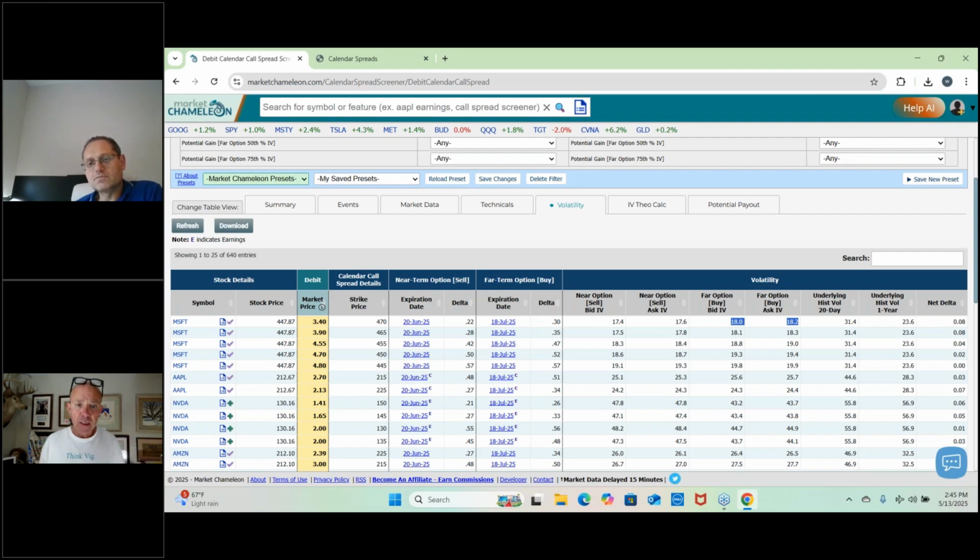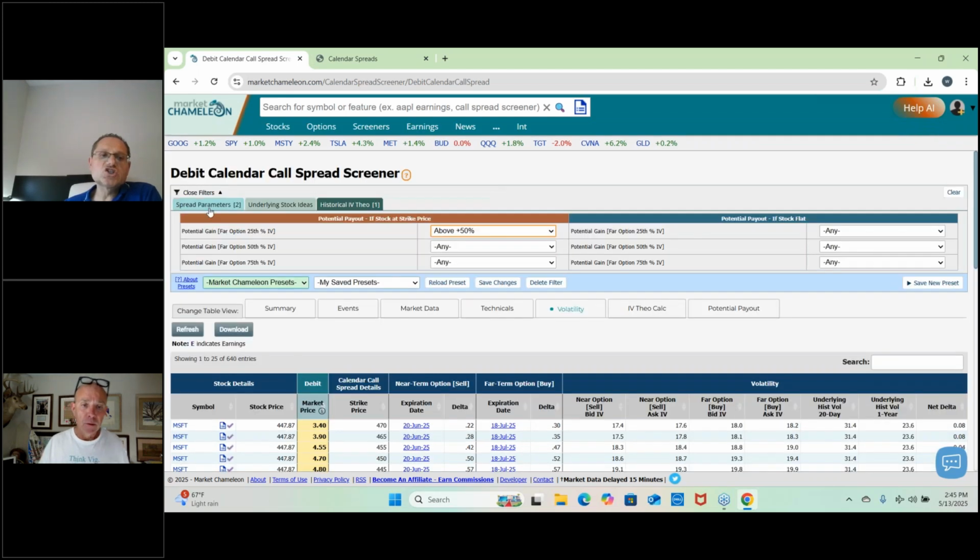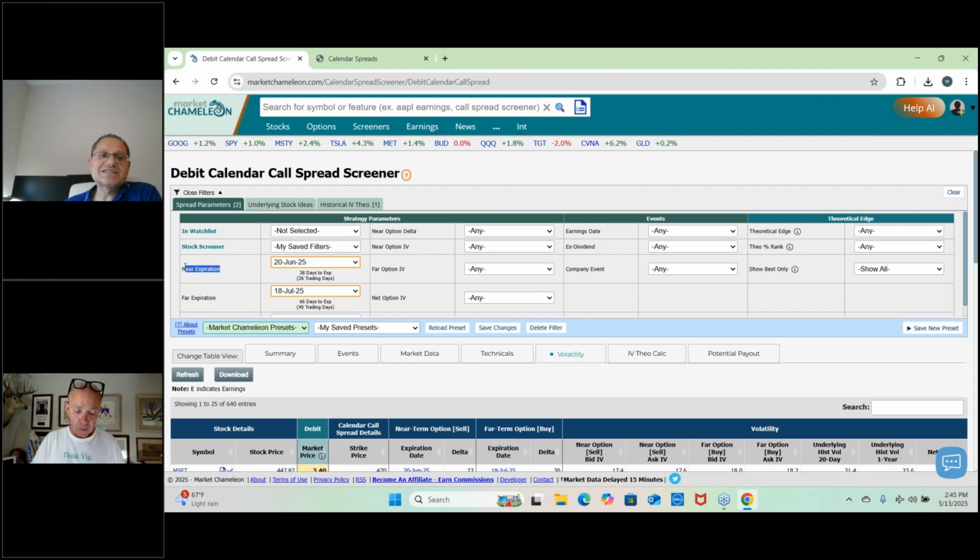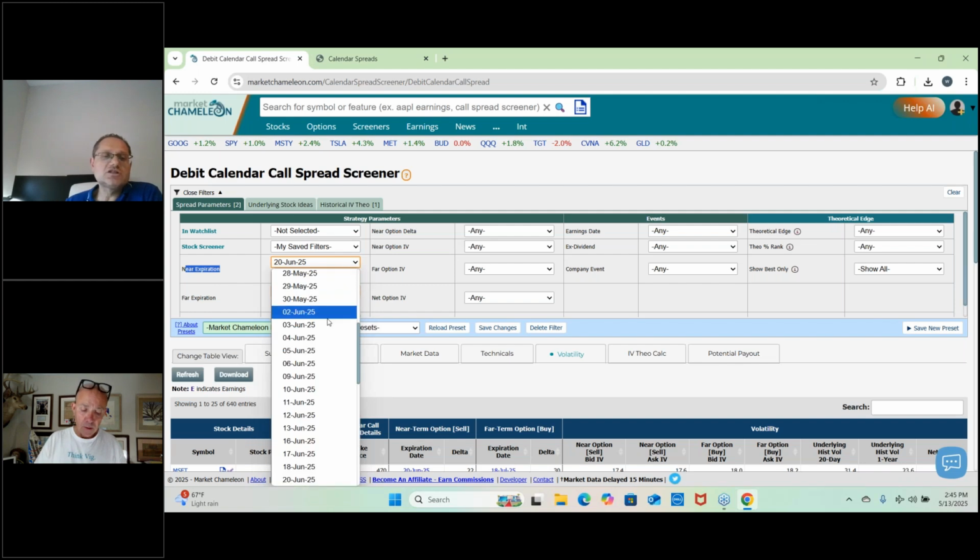Perfect. Sanjay's asking, can we change the number of days to calculate a historical IV? Well, you could change the expirations here. So this is looking at actual expirations available to trade. So it's not by days. This automatically changes the days.